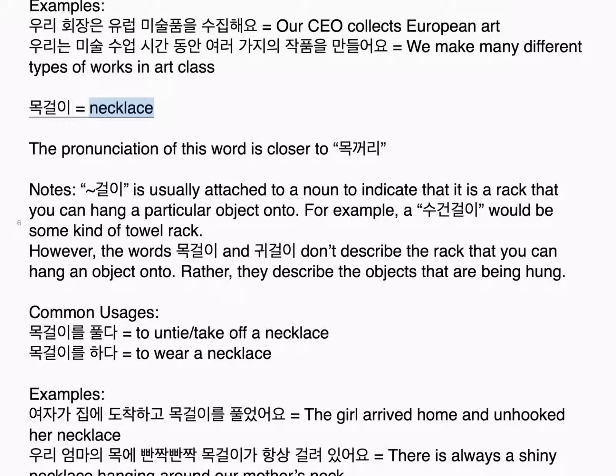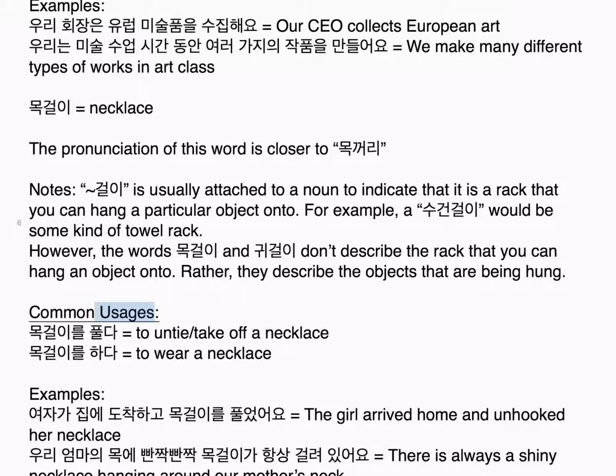목걸이 equals necklace. The pronunciation of this word is closer to 목걸이. Notes. 걸이 is usually attached to a noun to indicate that it is a rack that you can hang a particular object onto. For example, a 수건걸이 would be some kind of towel rack. However, the words 목걸이 and 귀걸이 don't describe the rack that you can hang an object onto. Rather, they describe the objects that are being hung.